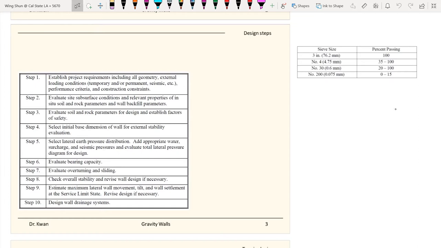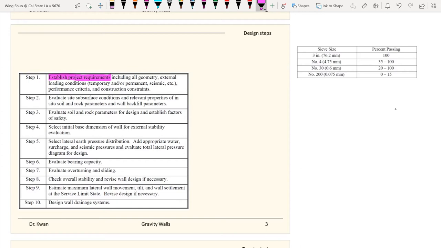Okay, so here this table shows the overall design procedure for retaining walls, the CIP cast in place gravity wall design. It has 10 steps overall, recommended by the Federal Highway Administration. The very first step here is to establish the project requirements, including all the details, the geometry, external loading conditions, and also performance criteria, construction constraints.